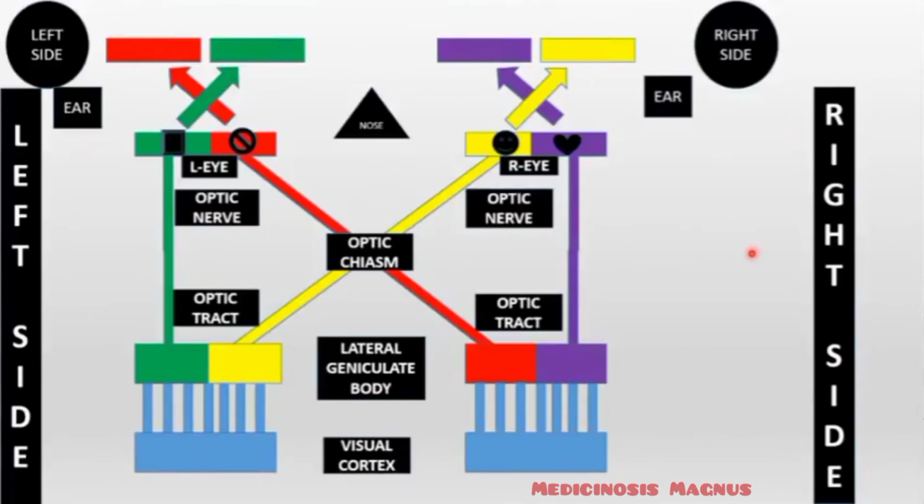Now after this, let's trace out the path. If you see, the smiley that was here has just come here, but the box that was here is still on the same side. So this is the lateral geniculate body. This has inputs from both the eyes. This smiley came from the right eye and this box from the left eye. Just like that, this circle came from the left eye and this heart came from the right eye. Now this information passes on to the visual cortex and the image is processed.